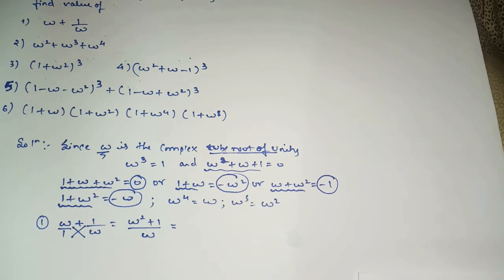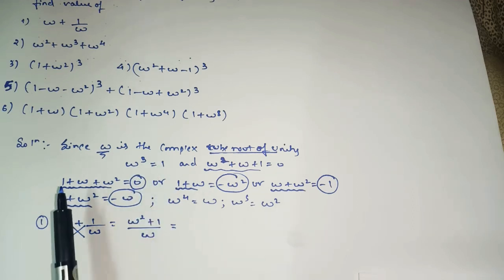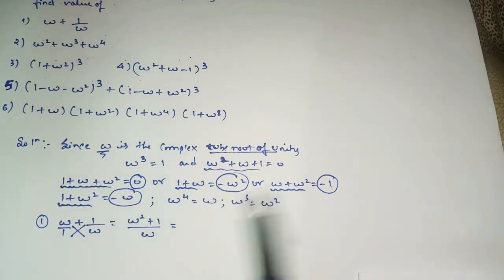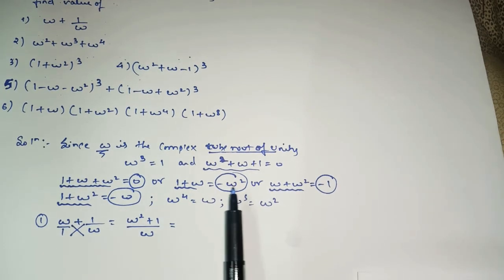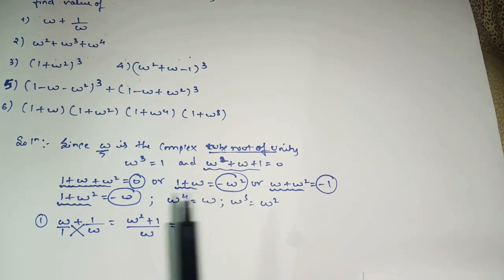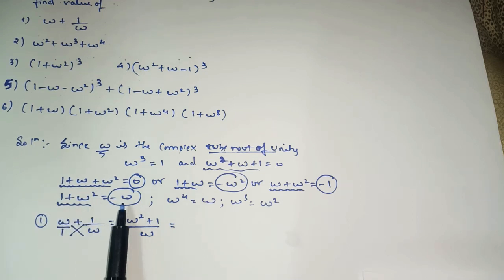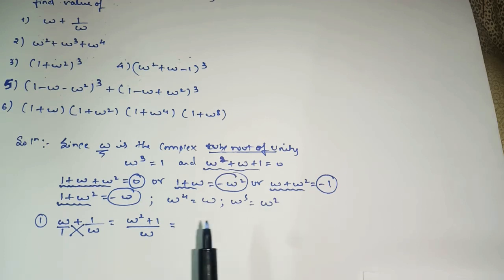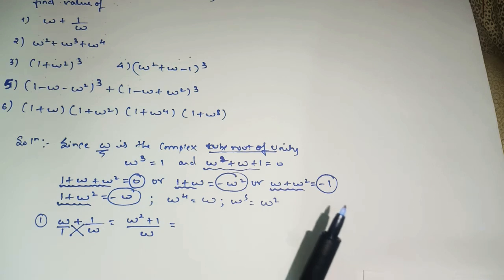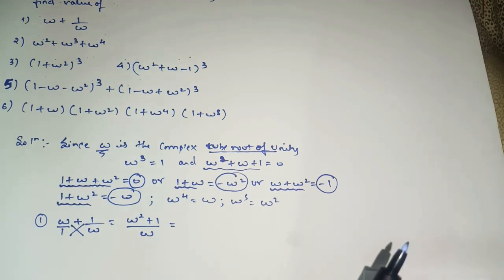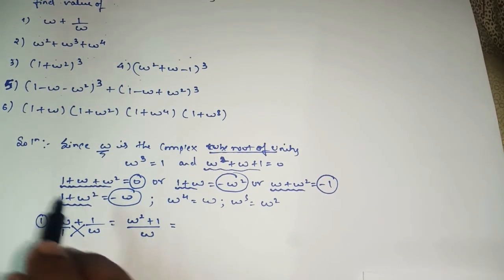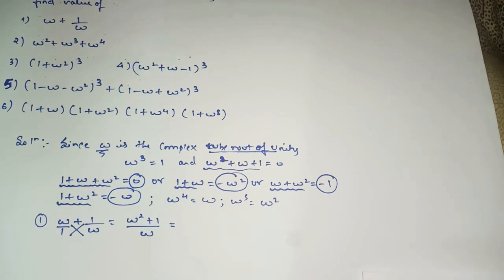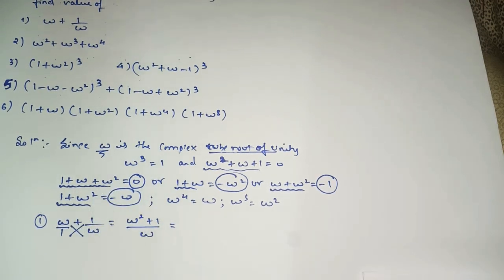Okay, as now here we have the formulas. w cube equals 1, 1 plus w plus w square equals 0, 1 plus w equals minus w square, w plus w square equals minus 1, 1 plus w square equals minus w, w raised to 4 equals w, and w raised to 5 equals w square. Now you have to guess which formula will come and how to replace the value.